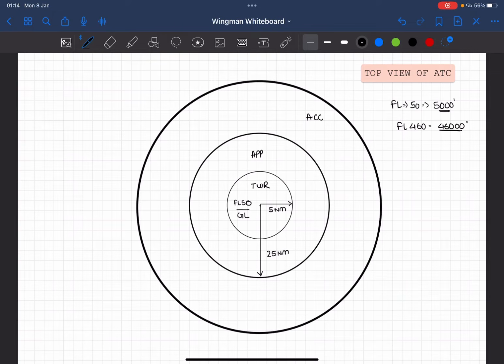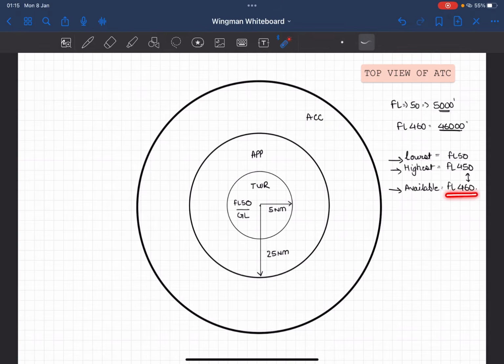A few details that you should know: the lowest flight level in India is flight level 50. The highest flight level is flight level 450. But the highest available airspace is flight level 460. So this 1000 feet which is there, usually in normal flying, whenever you are flying, you will be allowed and cleared to fly till flight level 450. But the available airspace to civil aviation is till flight level 460.